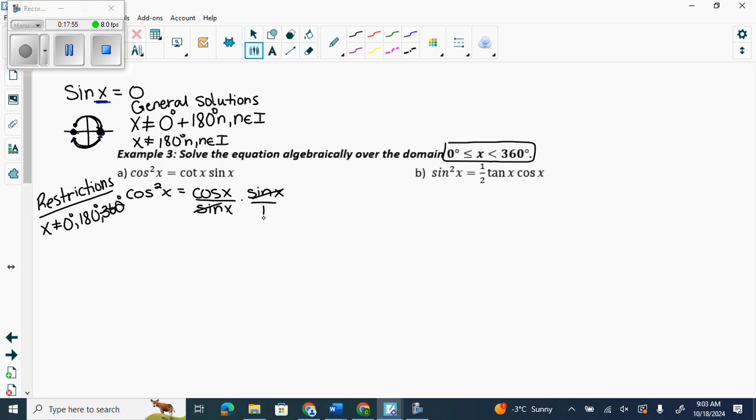Sin x and sin x cancel, don't they? One in the denominator, one in the numerator. Oh my goodness, I'm left with only cosines. Life is so good. What do I do when I have a squared and cosines? Well, I can let m equal cos x. So I can go m squared equals m. Do I divide an m over? Do I ever do that when I have a squared? When I have a squared, my first step is always to move everything to one side, set equal to 0, every time.